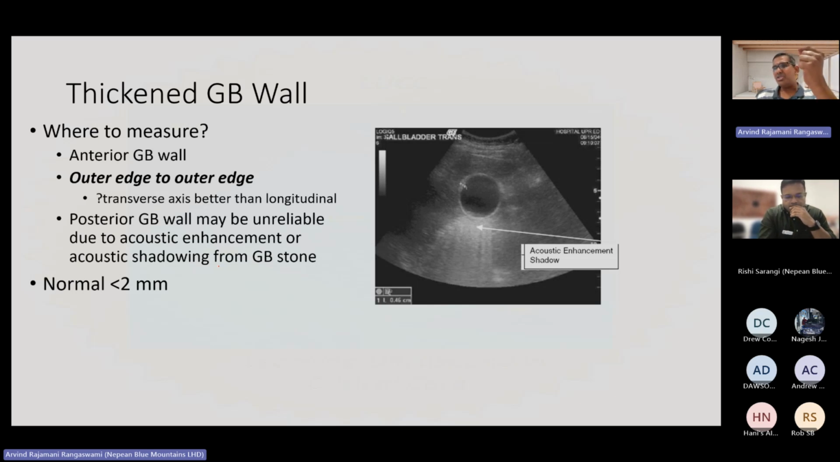Remember that 2 millimeters is such a small measurement that often with the probes that we have, we will end up making errors. Okay, converting something from 2 to 4 millimeters is not at all a big deal. You can do that all the time. So that's why I don't like measurements.